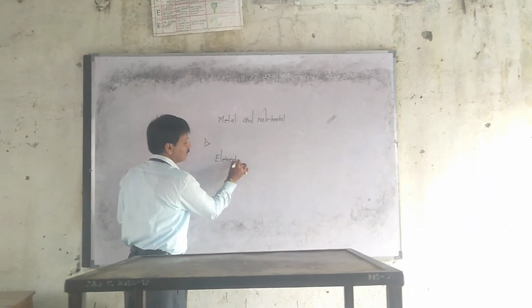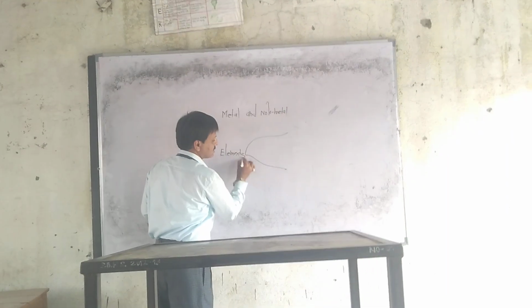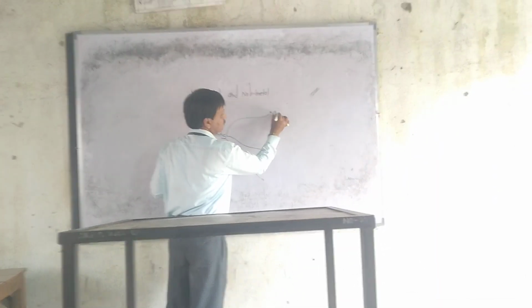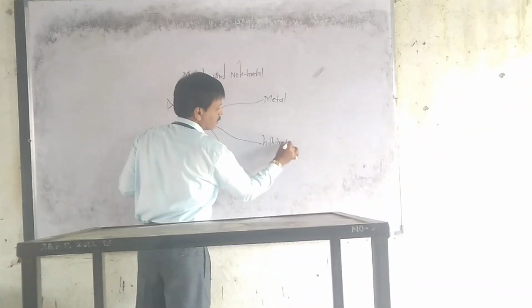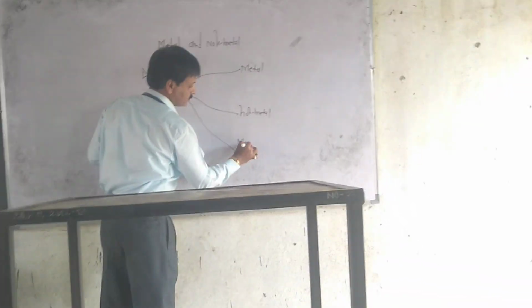Elements can be classified into major classes. First of all, metal. Second, non-metal. Last of all, metalloid.